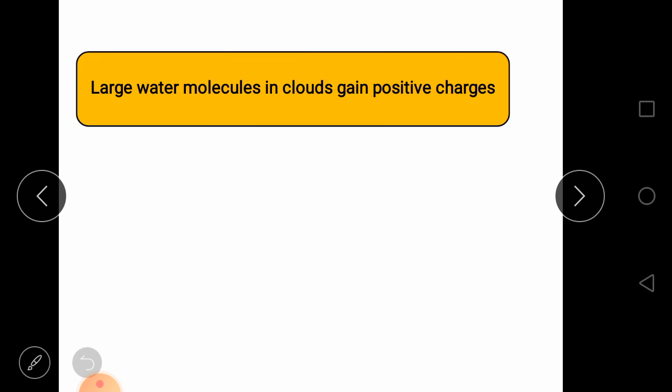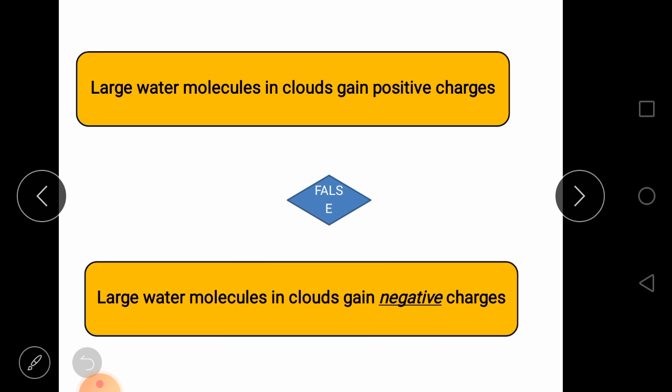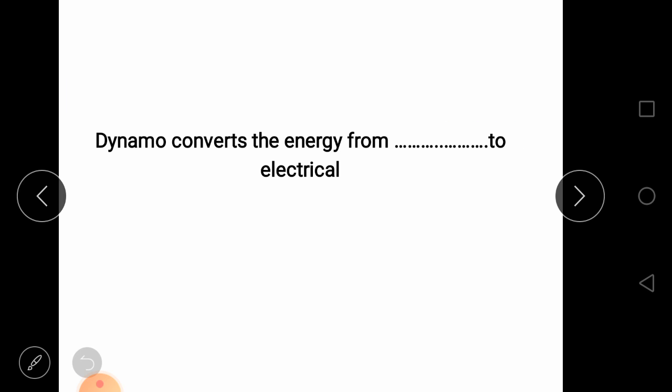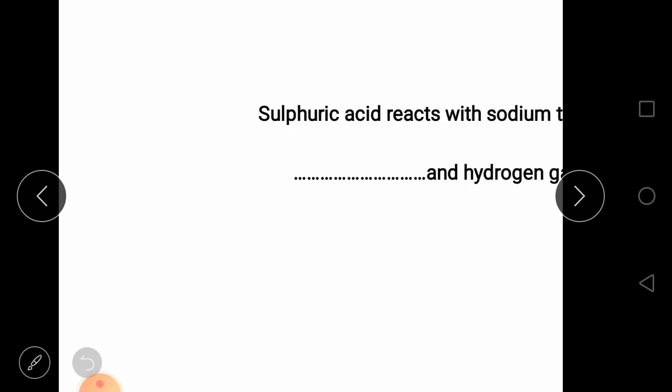Large water molecules in clouds gain positive charges. False. They gain negative charges. Okay, let's go to the complete questions. Bases result from metal oxides dissolved in water. Large water molecules in clouds gain negative charges. The element found in all acids is hydrogen. Dynamo converts the energy from mechanical energy to electrical energy.